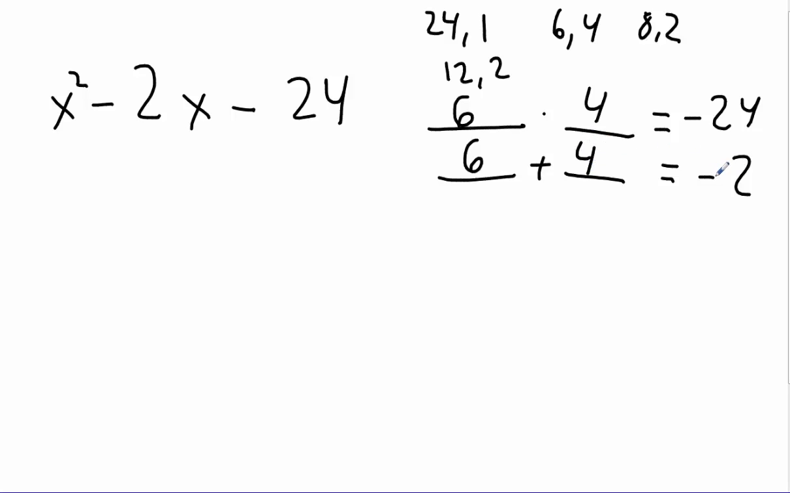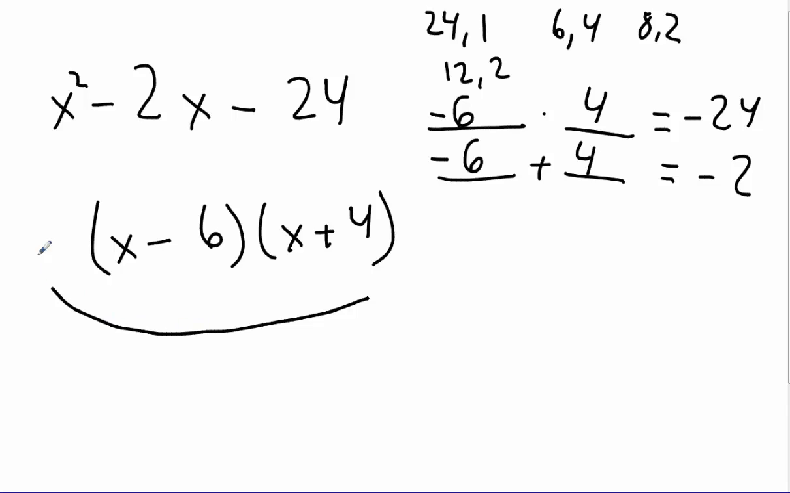Which one's going to be negative? Well, since 6 is the bigger number and our answer is negative, that's obviously the negative one. Negative 6 times 4 is negative 24. Negative 6 plus 4 is negative 2. So it's x minus 6, x plus 4. And that's that. And that's the final answer.